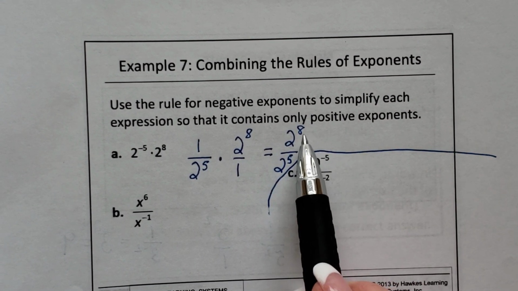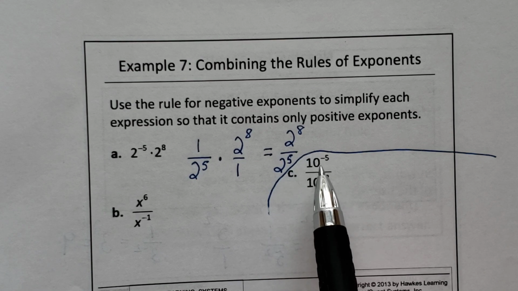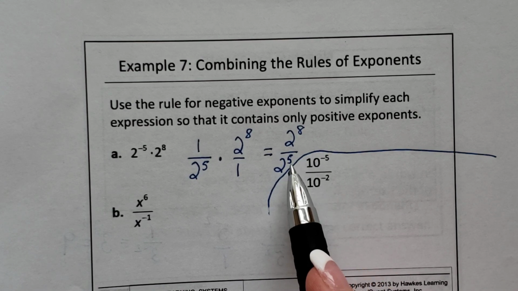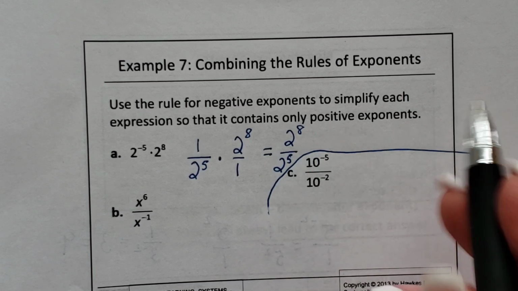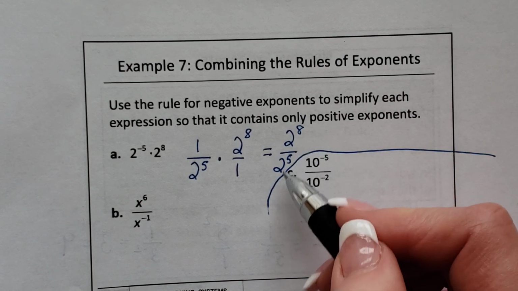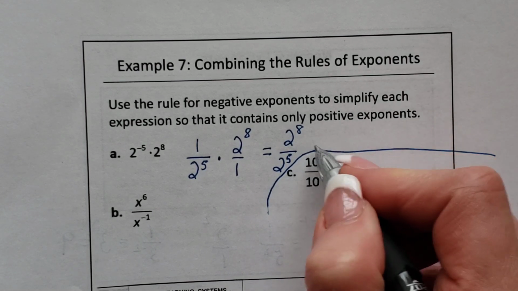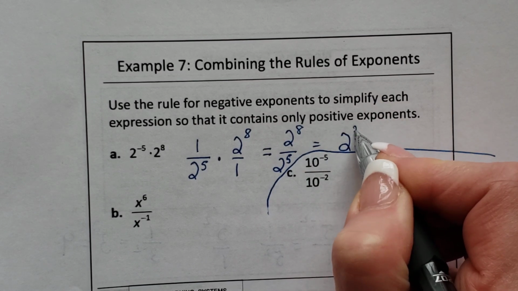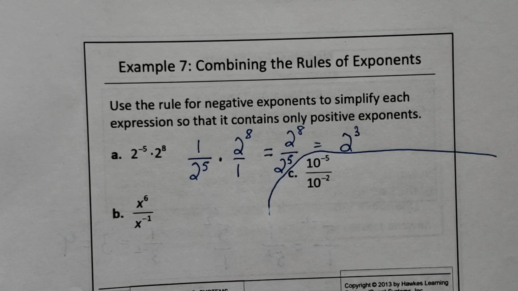So now I have 8 2's in the top. I have 5 2's on the bottom. If I wrote all of those out, I would be able to cancel 5 pairs, and I would still have 3 2's left in the numerator, correct? Or the directions say if you have 2 numbers and you're finding the quotient, you subtract the 2 exponents. So 8 minus 5 is positive 3. So 2 to the 8th divided by 2 to the 5th is equal to 2 to the 3rd.